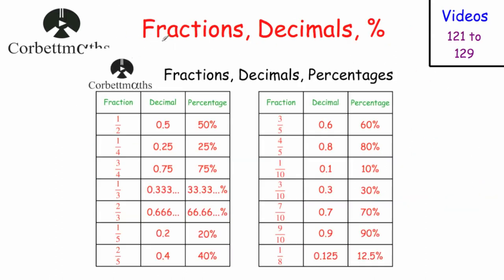Okay, let's have a look at our next topic. Our next topic is equivalent fractions, decimals, and percentages. It's very important to know that a half is the same as 0.5, which is the same as 50%. Or a quarter is the same as 0.25, which is the same as 25%, and so on. So it's very important to know these key fractions, decimals, and percentages. For instance, knowing that 7/10 is the same as 0.7, which is 70%. So it's important to know these key equivalences here.